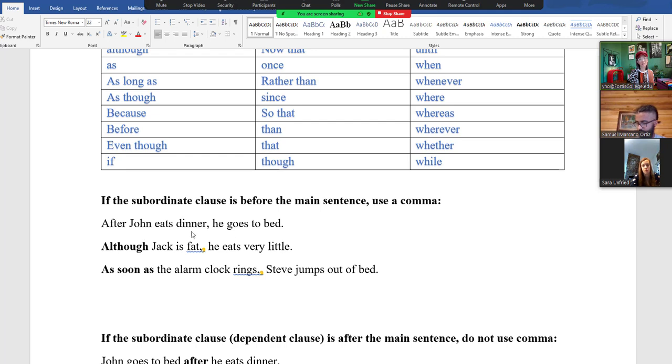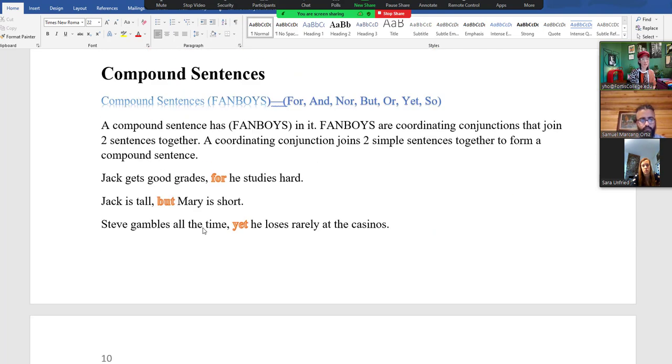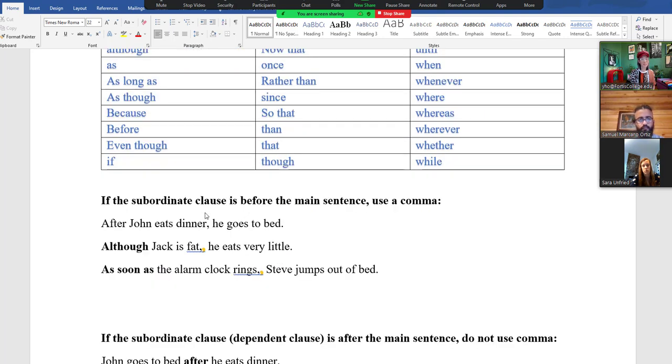So that means that a dependent clause is less important than an independent clause. So if you're a writer, you don't want to emphasize "after John eats dinner, he goes to bed," that sort of thing. Whereas if I want to say "John gets good grades for he studies hard," both sentences have equal importance, whereas if I use a complex sentence, the subordinating conjunction is less important than the main sentence. And why is this important?